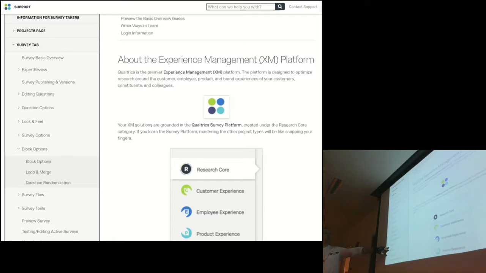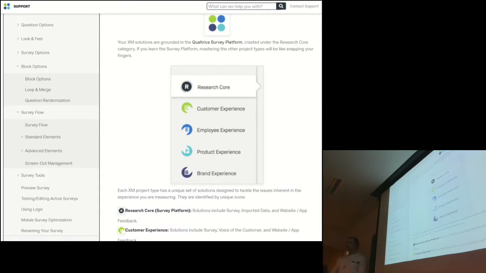The other one that you're going to want to take a look at is this idea of survey flow. Survey flow in Qualtrics is where, depending upon an answer to a question, you can send a subject on different paths. So this is a great way to get subjects randomly assigned into control conditions and randomly assigned into experimental conditions.